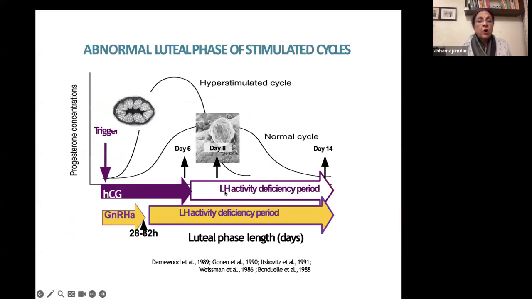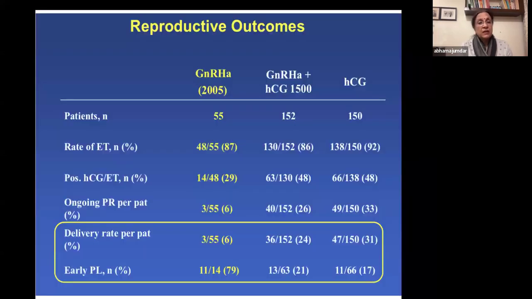So what is an abnormal luteal phase? HCG acts till day 6, and this is the LH activity deficient period, where the embryo, if it implants, will start secreting HCG. GnRH agonist has a long LH activity deficient period, and the embryo implantation is far away. So this is the period which needs to be supported, and if we do not support this period, this embryo will not implant.